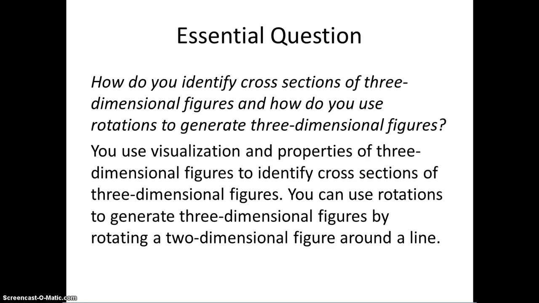Alright, so now we have answers to our essential questions that we started out trying to address. Just to remind you, those questions were: how do we identify cross-sections of three-dimensional figures, and how do we use rotations to generate three-dimensional figures? Well, we use visualization and properties of three-dimensional figures to identify cross-sections. So what that means is, if you imagine your plane cutting through your three-dimensional figure and visualize what the cross-section will actually look like. Also, to address the second part of our essential question, you use rotations to generate three-dimensional figures by rotating a two-dimensional figure around some line.